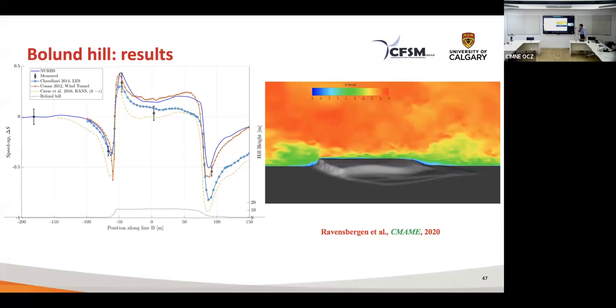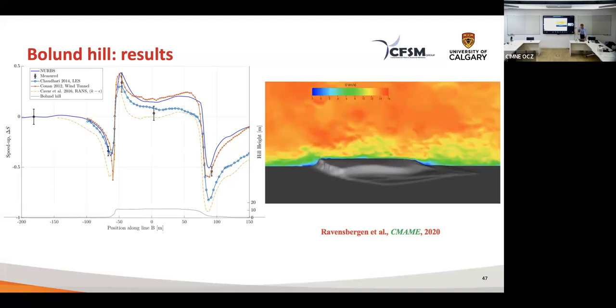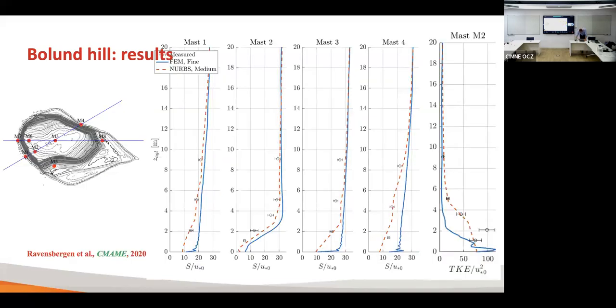This was the test case where we compared quadratic NURBS with linear finite elements. I know it's not a valid comparison, but we showed that even coarse quadratic NURBS will outperform fine linear finite elements on these types of problems. Here we used a single patch for the NURBS, so there's no C0 discontinuity. This is just a different point of view on the velocity as well as the turbulence statistics. You can see the comparison between the finite elements and medium NURBS. So overall, good agreement.